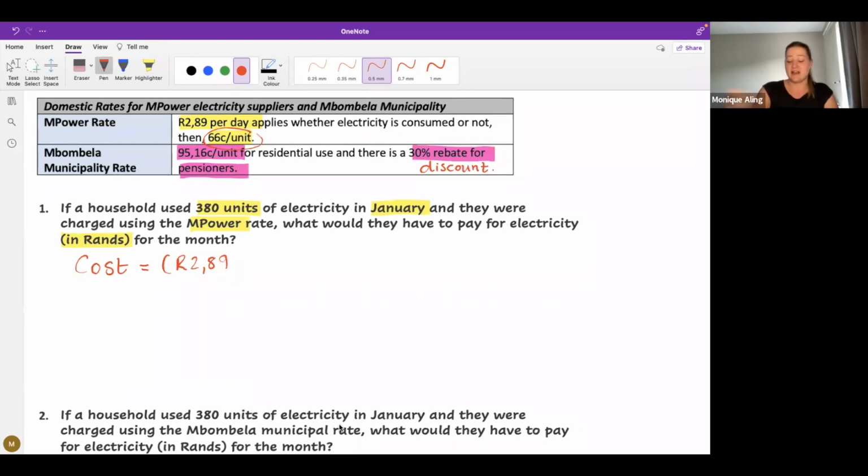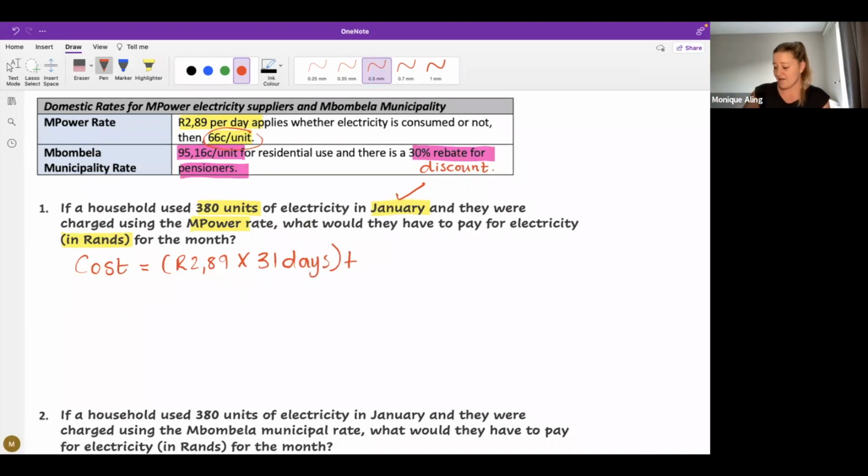Good, okay. That's why I highlighted January, because January gave us a clue as to how many days they're using electricity for, which is 31 days. So before they even use electricity, they're already paying R2.89 for 31 days. Plus, so that's just the first part of the tariff.